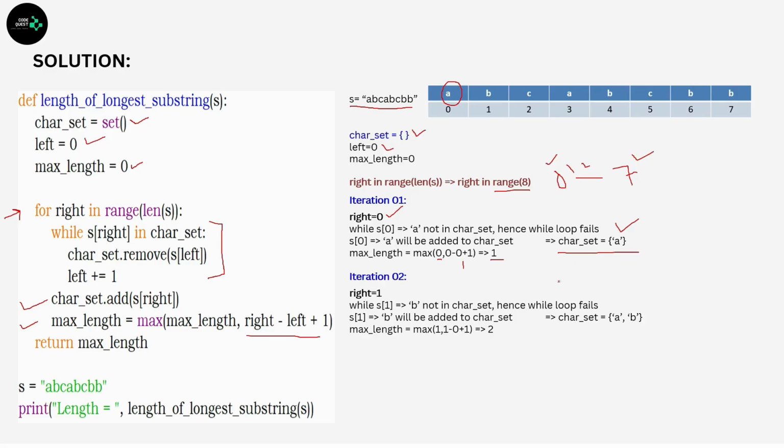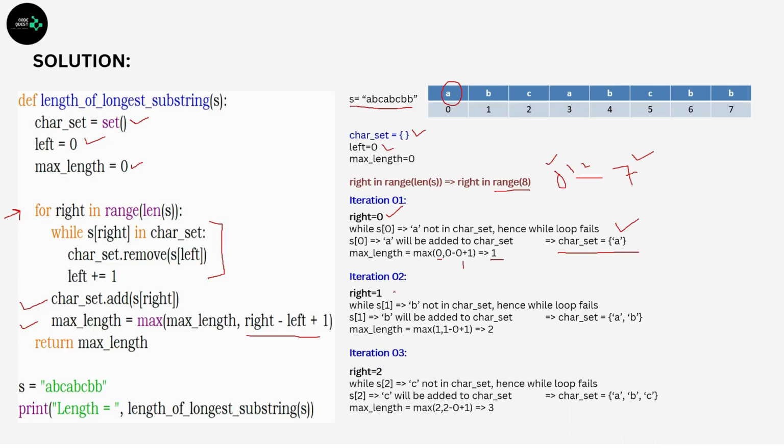In the next iteration, right is going to take up the next value, that is 1. Now when right is 1, once again we'll check this while loop. S of right, that is S of 1, is B. Because B is not in the char set already, again this while loop is going to fail. So we add S of 1, that is B, to the char set. As a result, the character set is updated to A, B. Earlier we had one element, now B is also added.